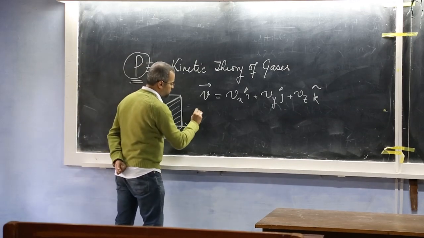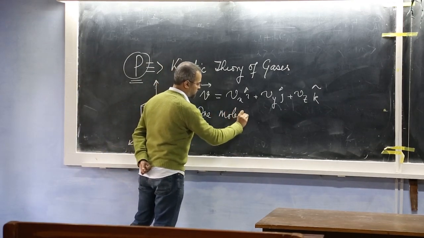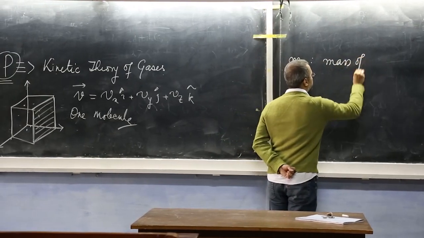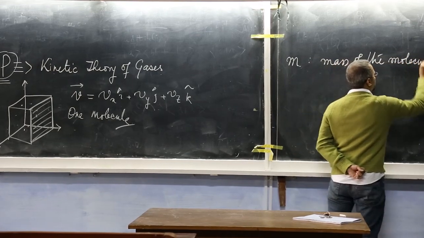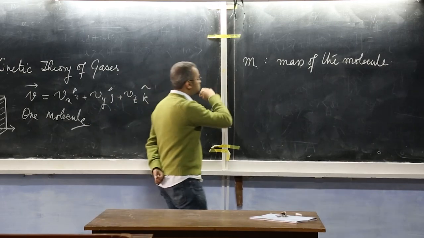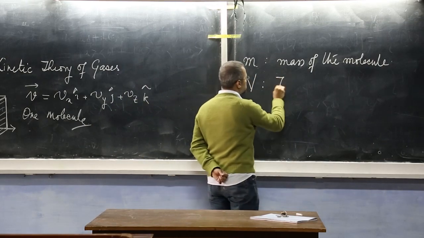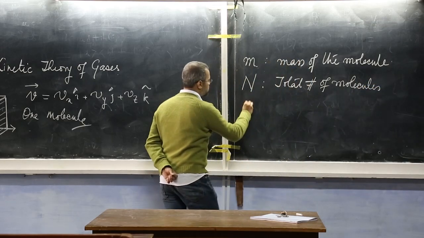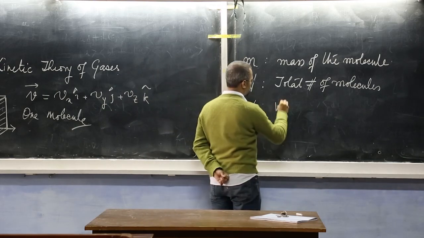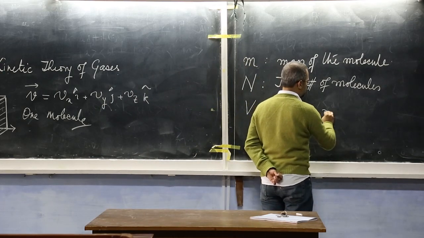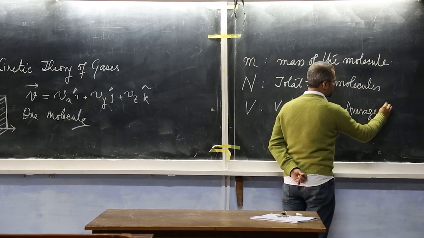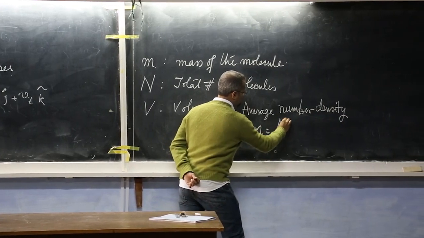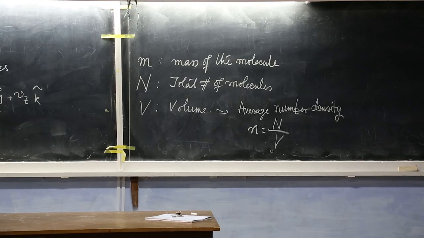So, let us consider just one single molecule, and let us say that m is the mass of the molecule, and we will assume that all the molecules have the same mass. So, this is a constant. All right, and the total number of molecules is N, so this is the total number. And the volume under consideration is V, so that's the volume. And we can consider an average number density n, which is capital N by V. So these are some basic definitions.